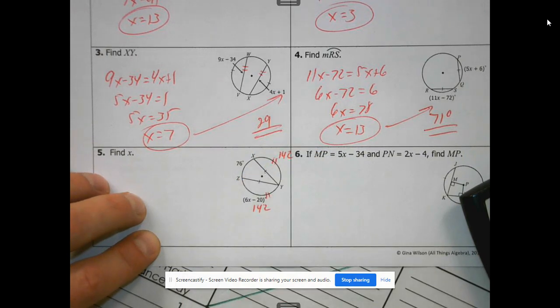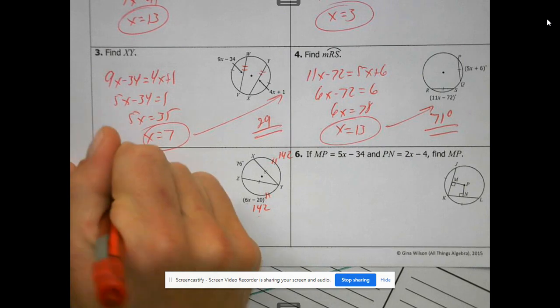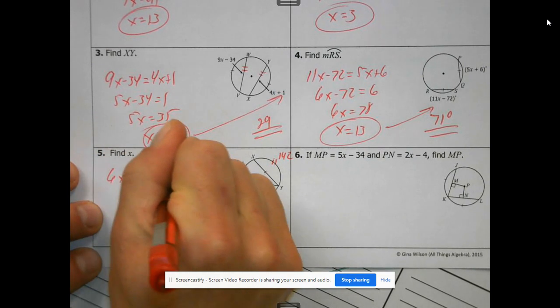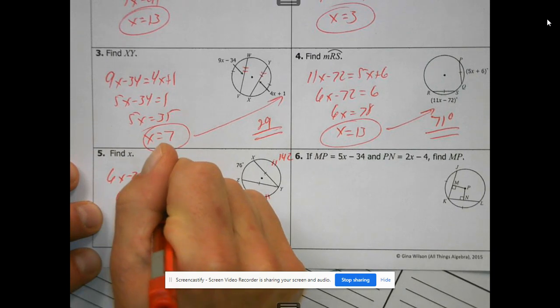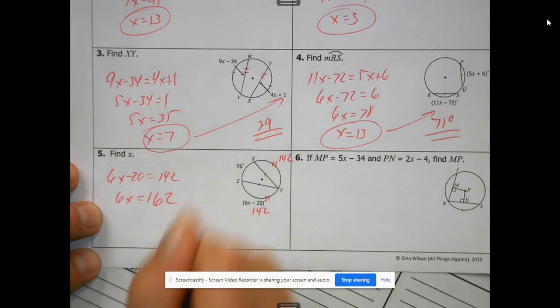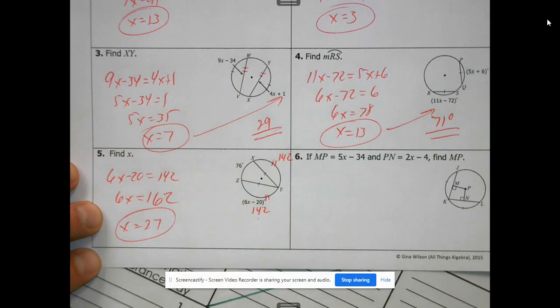So this guy's 142. This guy's 142. Oh, here we go. Set the expression equal to 142. Add the 20 over, 162. Divide that by 6. Comes out to be 27.